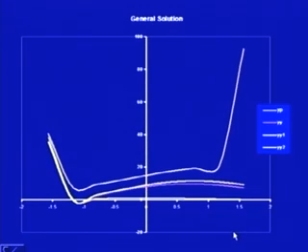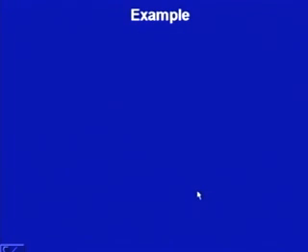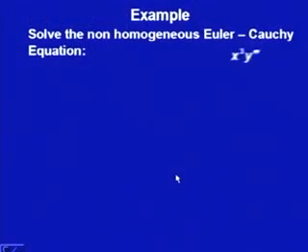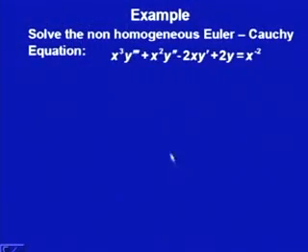Let us see one more example, because in this example we had the homogeneous part with constant coefficients. So, solve the non-homogeneous Euler-Cauchy equation x cube y triple dash plus x square y double dash minus 2 x y dash plus 2 y is equal to x to the power minus 2. Now, this is not in the standard form, first thing. So, when we apply the method of variation of parameter, we will have to change it to the standard form.